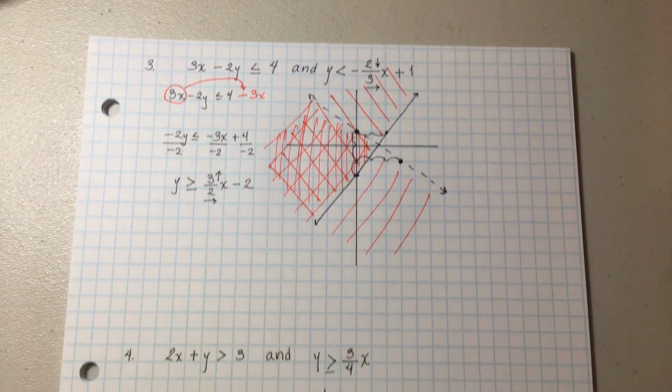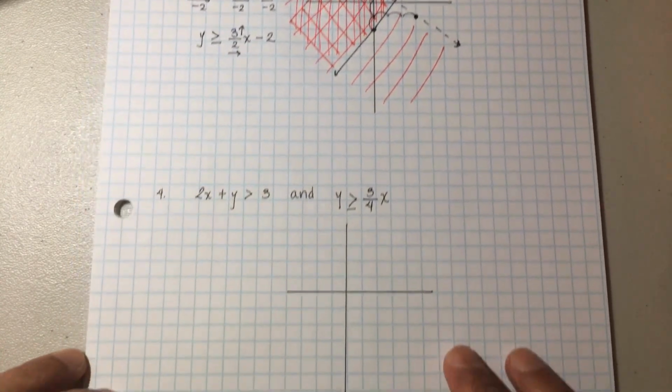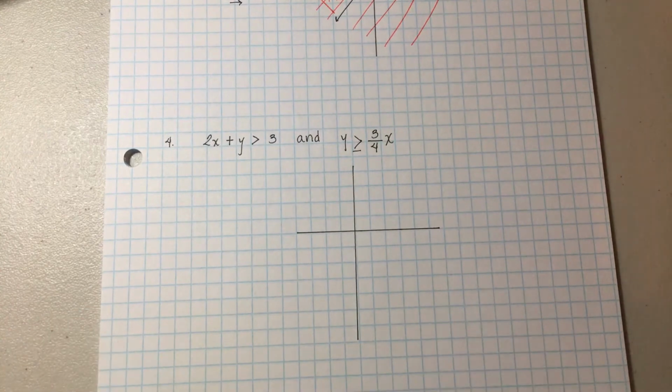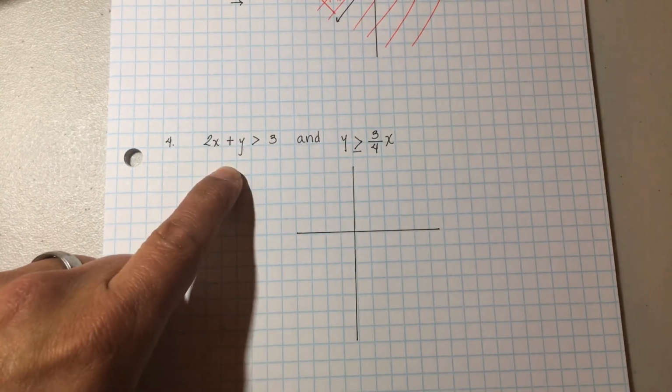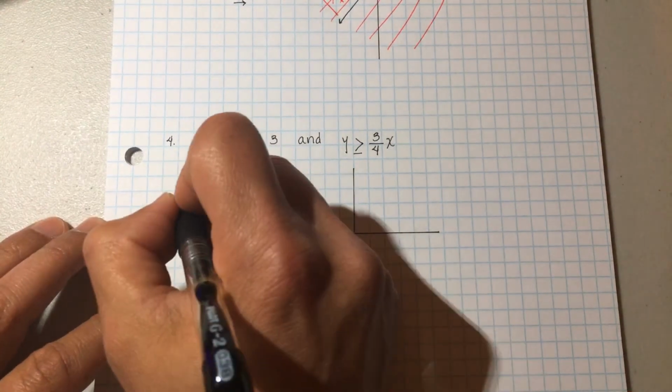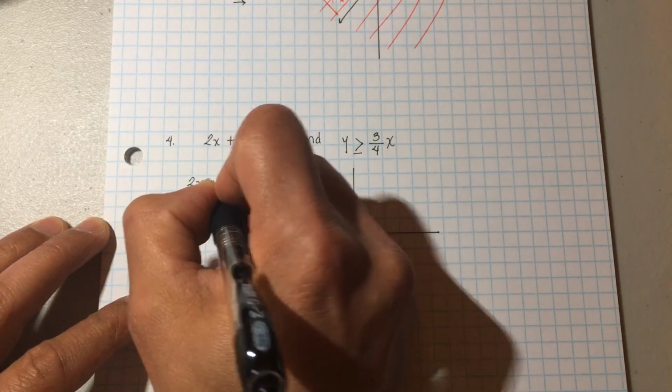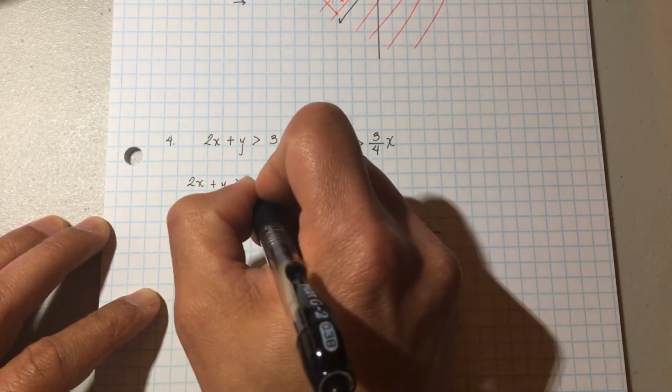Okay? All right, let's go ahead and do one more. Vamos a hacer una más. All right? Same thing. We're going to have to change it. Vamos a tener que cambiarlo. So we're going to go ahead and rewrite it: 2x plus y greater than 3.